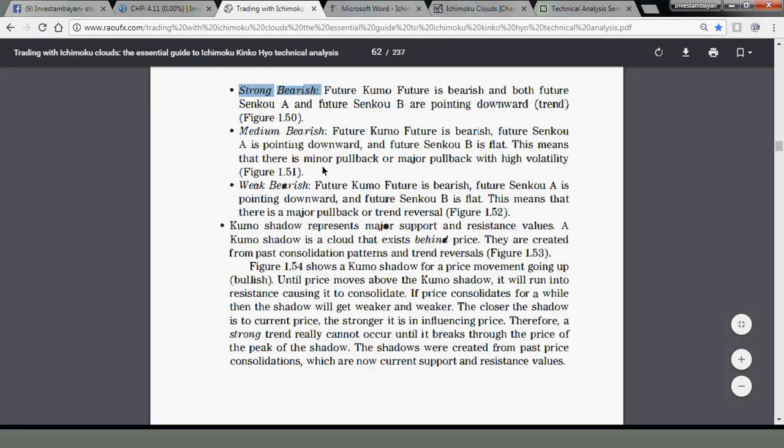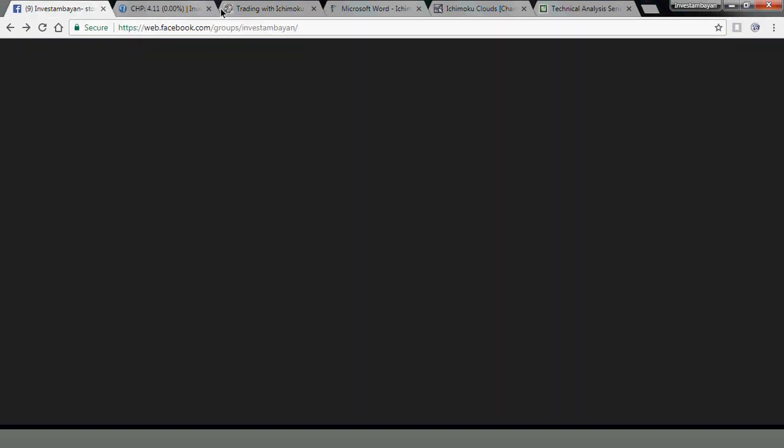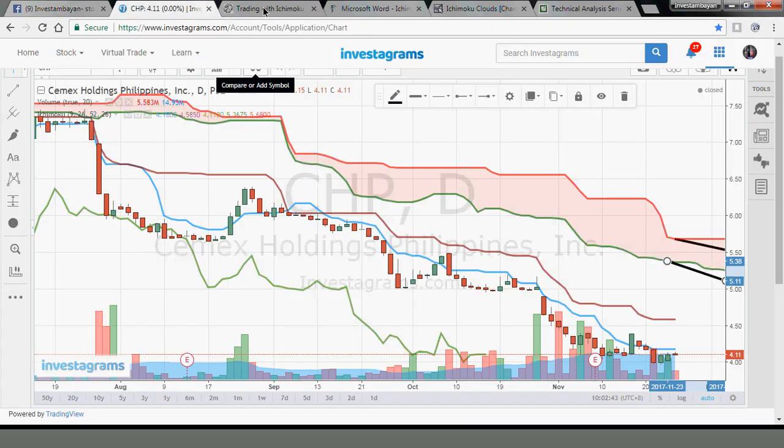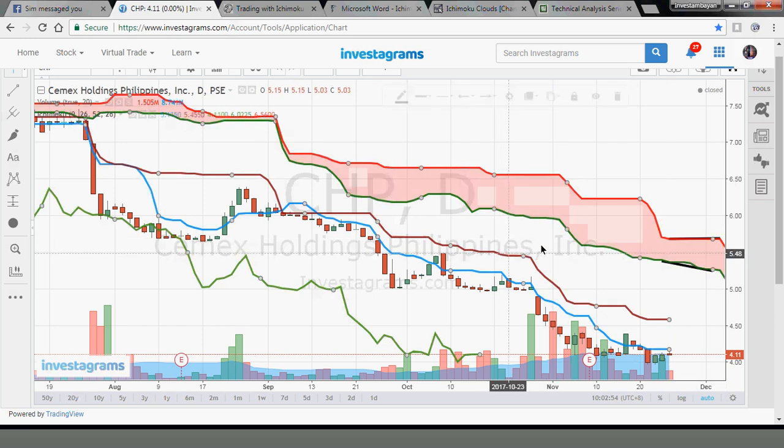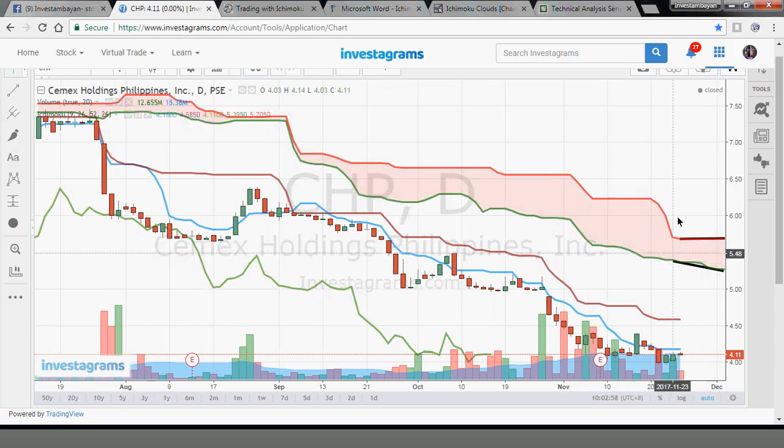Medium bearish, meaning si future single span A is pointing downward. So this one, downward siya just like si A ito, di ba? Kasi nasa baba si single span A. Pero nag-flat si future cloud, future Kumo, meaning yan, possible bounce yan, minor bounce. So pwedeng may short rally na mangyayari.